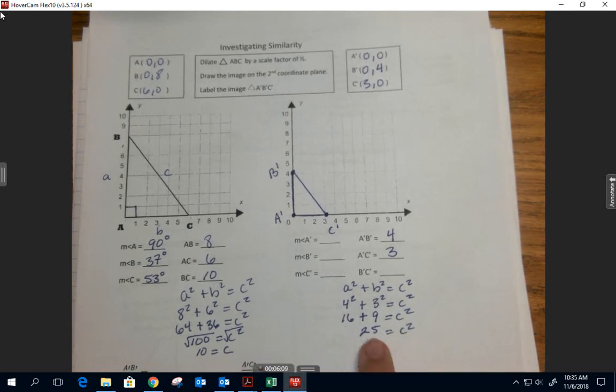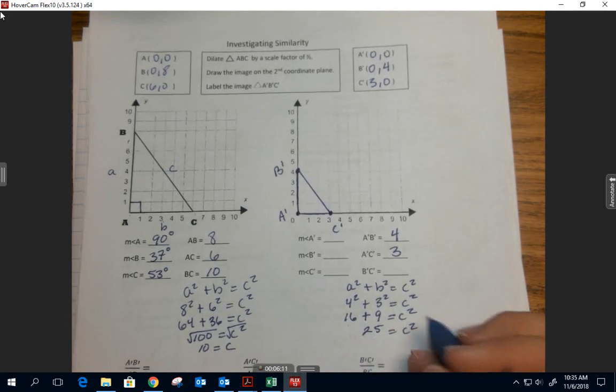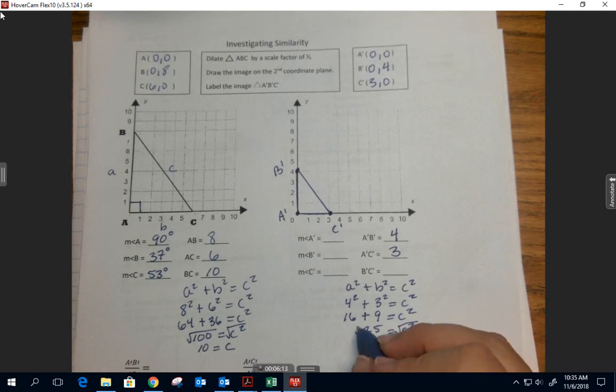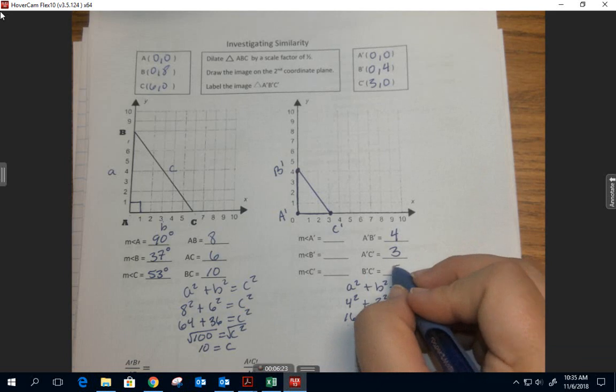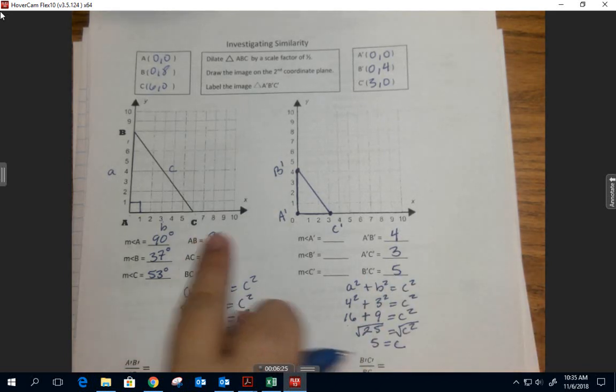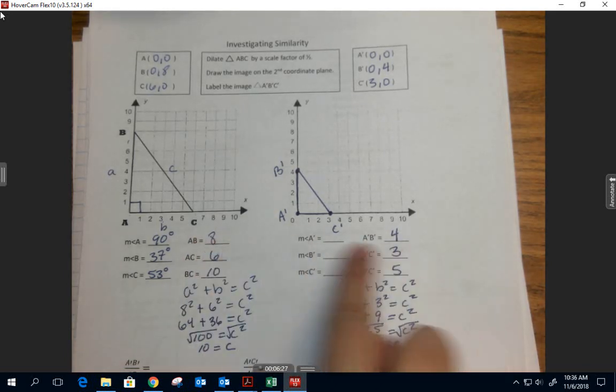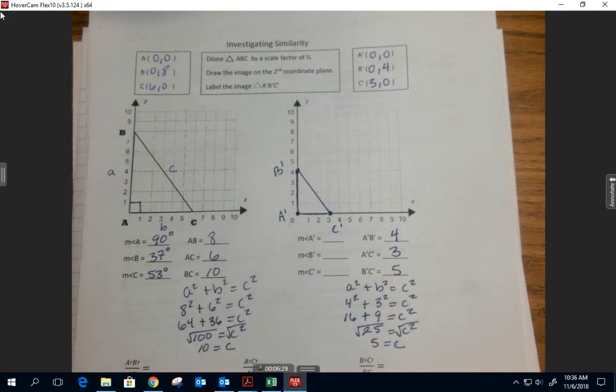And remember what we need to do here to get C by itself? We need to find the square root. So the square root of 25 is 5. You can put that in your calculator if you need to. And the square root of C squared is just C. So B to C is 5. I don't know if you're noticing anything yet. Any pattern?